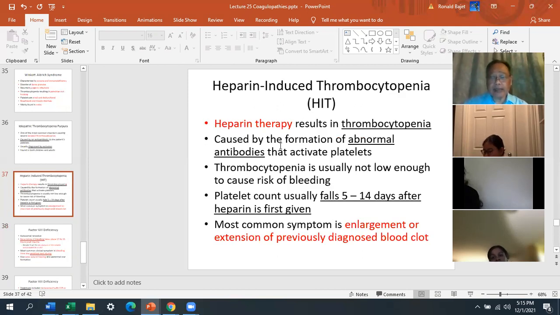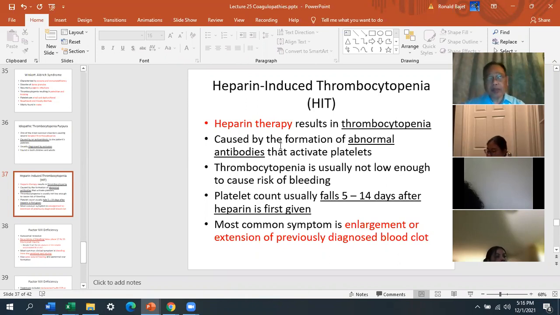Heparin, HIT. HIT is heparin-induced thrombocytopenia. So if you're an inpatient and you're on heparin therapy, usually if you're in the ICU for an extended period of time, they'll put you in a HepLock and you'll be on heparin therapy. Well, extensive heparin therapy can cause you to have thrombocytopenia. It can affect your platelet count. And it's caused by the formation of abnormal antibodies that activate platelets.